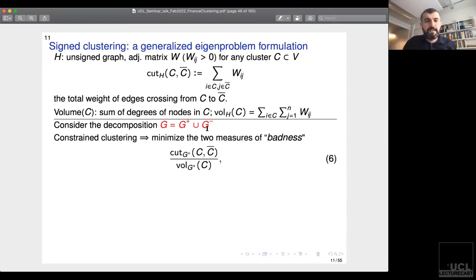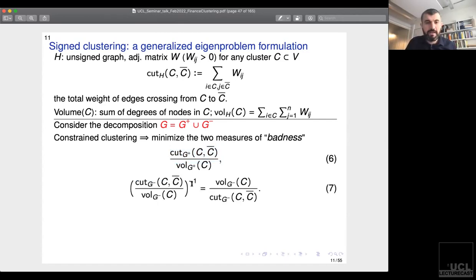And keeping in mind the optimization problem we've seen before, we want to minimize two measures of badness. If we look at a given cluster C and its complement, and look at the cut, so basically the number of positive edges that live in the cut, potentially normalized by the volume, this quantity we want to minimize, because positive edges should not lie in the cut. That's not where they belong. On the other hand, if we do the same thing for the negative edges, then this quantity we want to maximize because negative edges should live in the cut. That's where they belong, okay?